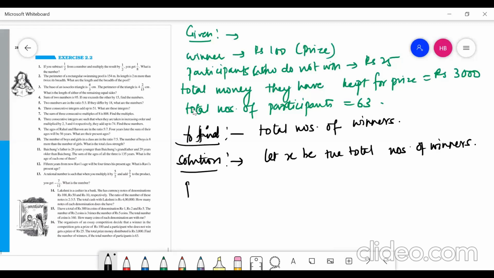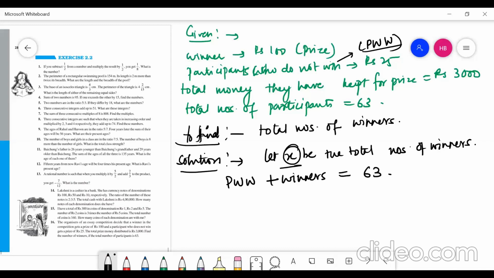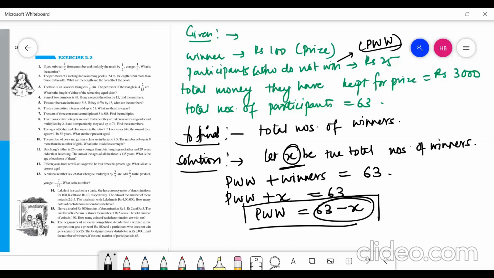So for the participants who did not win, I will write PWW, just a short form so that I don't need to write again and again. The participants who did not win plus winners is equal to 63. I have already kept x as the total number of winners, so PWW plus x is equal to 63. So PWW in terms of x is 63 minus x, right? Please mark this equation as first.